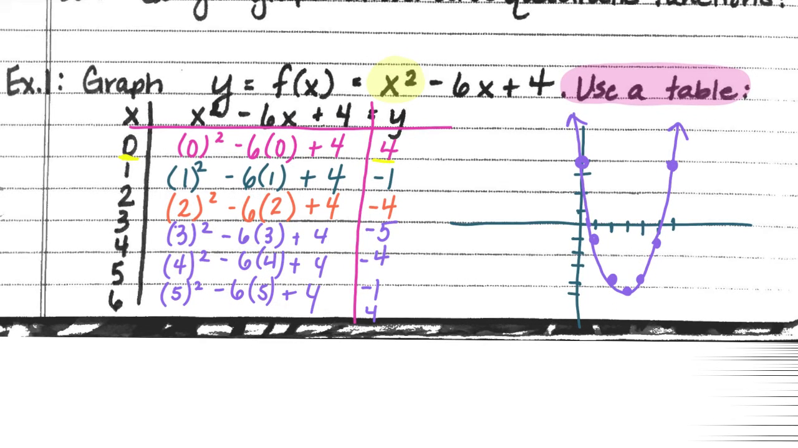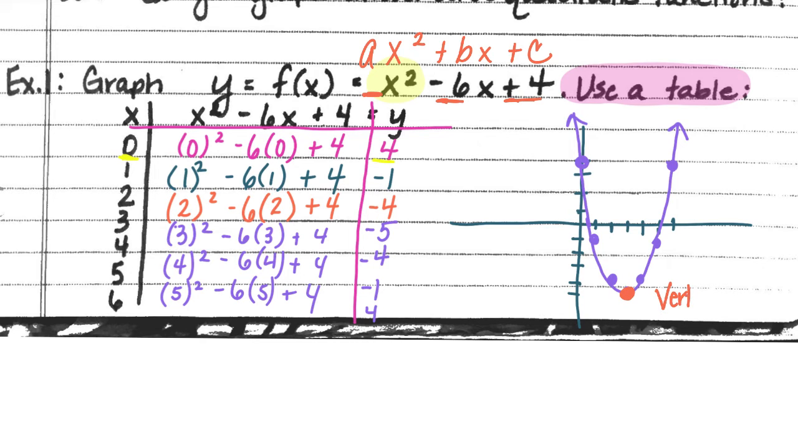The first thing, and I'm going to dive right in, you might have to watch this a few times. This is ax squared plus bx plus c, where in this case a is 1, b is negative 6, and c is 4. This dot right here at (3, -5), I believe, is called the vertex.